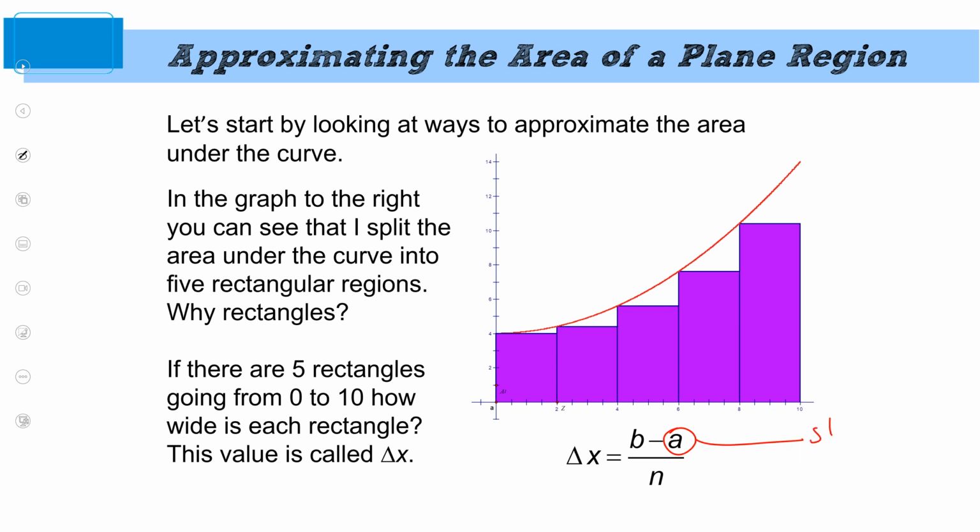A is starting point. B, ending point. N, number of rectangles. Most of the time, we're going to start at 0 and end at some number. Wait, what's delta x? Delta x, width of the rectangle. Oh.